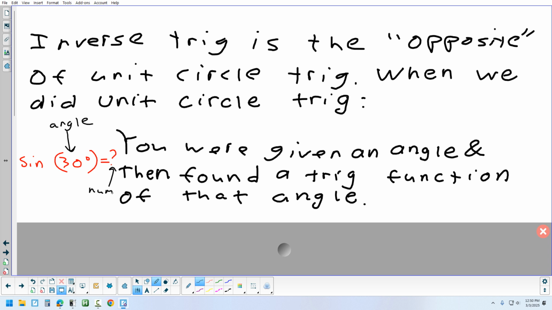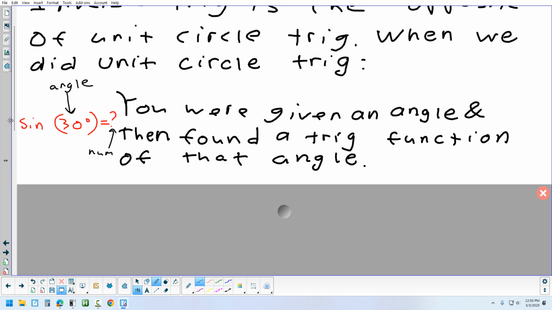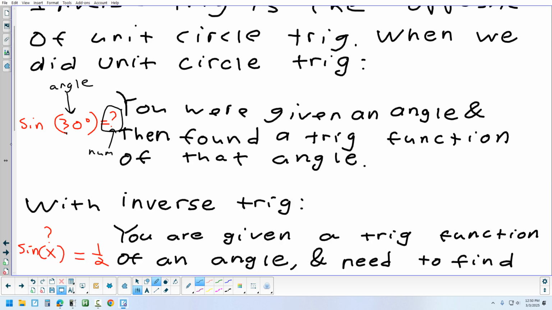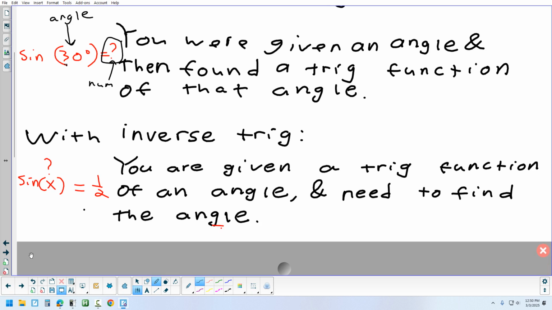This week, it's reversed. Instead of me giving you the angle, I'm going to give you this number on the other side. So with inverse trig, I give you the number on the other side, and you have to tell me what the angle is. So that's the difference. Last week I gave you the angle. This week you give me the angle.